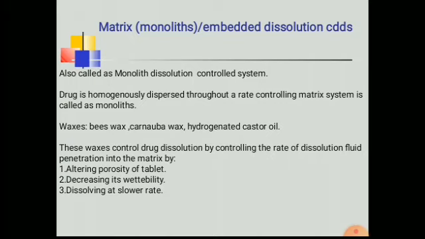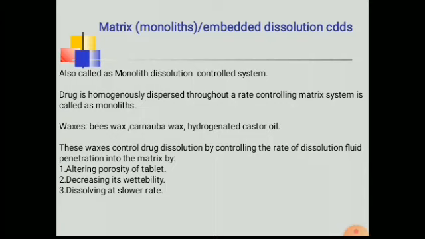Next, these waxes control drug dissolution by controlling the rate of dissolution fluid penetration into the matrix, by three factors: altering the porosity of the tablet, decreasing its wettability, and dissolving at a slower rate. How can we reduce the dissolution rate with the help of these waxes? These three factors. Once we have prepared the homogeneous matrix system with the help of wax and the drug particle, we have prepared this matrix system.